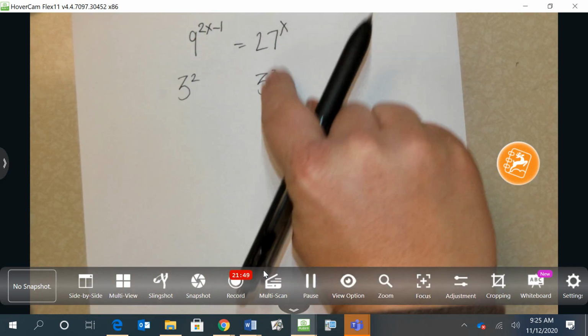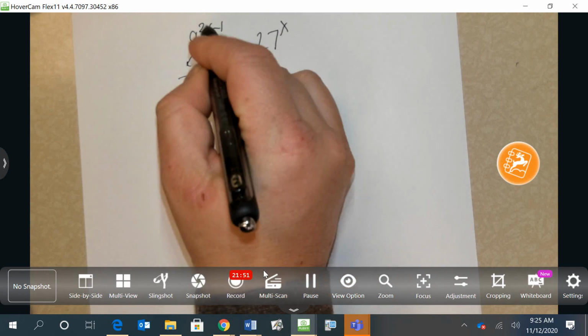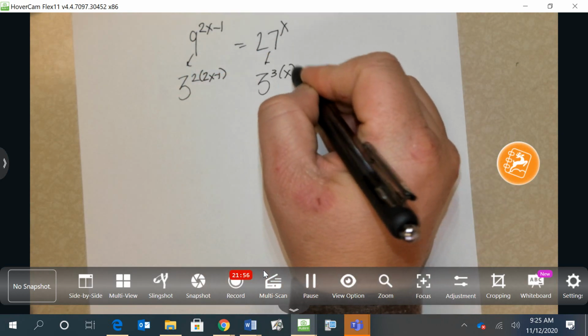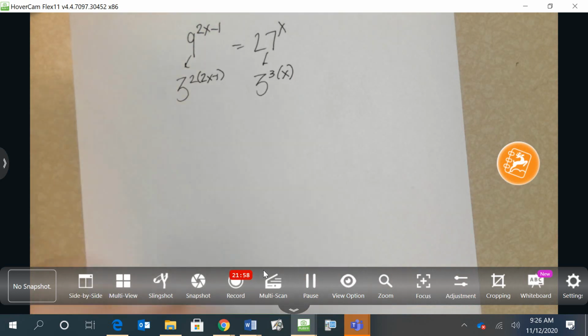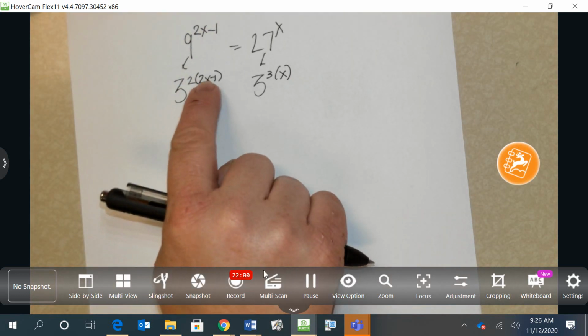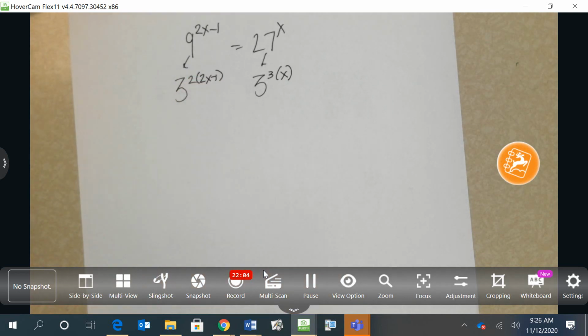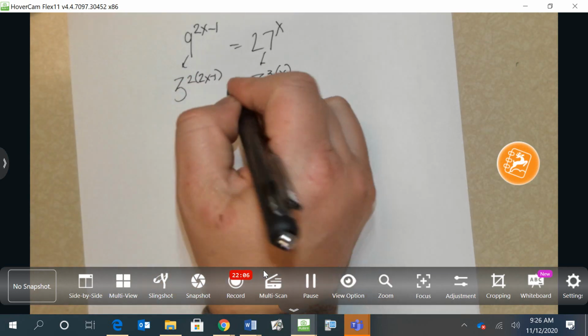Okay, so there's the 9 and there's the 27. And now I need to bring down what was already there as the exponent. When I bring it down, it should be in parentheses, because we don't want this 2 to only be applied to the 2x. It should be applied to everything, so also to the -1. And without those parentheses, that wouldn't happen. Now, why do we do that?